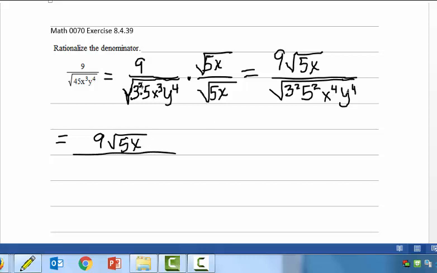over, and now let's apply the square root to this. The square root of 3 squared is just 3. The square root of 5 squared is just 5. The square root of x to the 4th is x squared. The square root of y to the 4th is y squared. And remember, to get the square root of an exponential, since a square root has an index of 2, I'm simply dividing each power by 2.